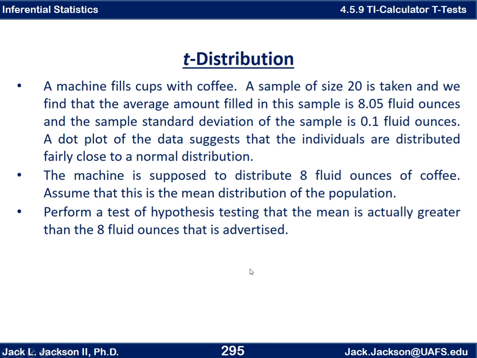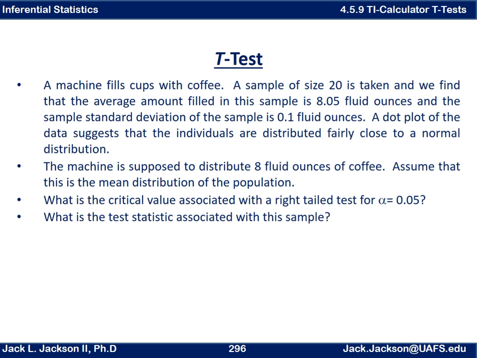Now, let's do an actual hypothesis test, that the mean is actually greater than the 8 fluid ounces that is advertised. We want to figure the critical value associated with this, for alpha is 0.05, 5%, and the test statistic. Let's see if we can figure that out first.